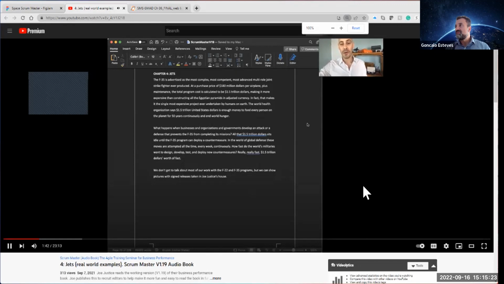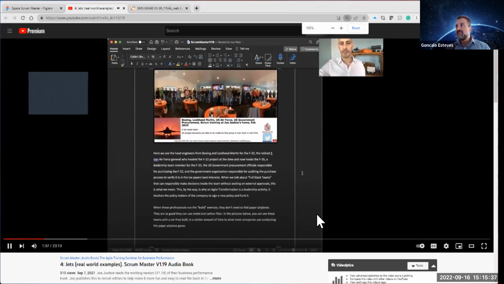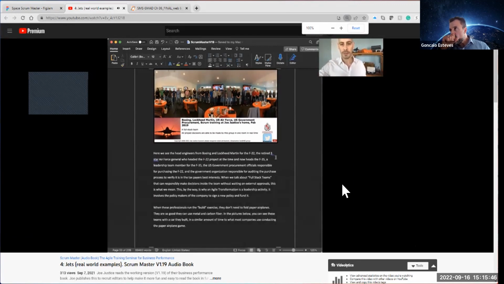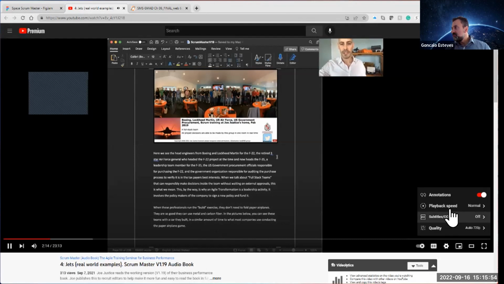We don't get to talk about most of our work with the F-22 and F-35 programs, but we can show you pictures with signed releases taken in Joe Justice's house. Here we see the head engineers from Boeing and Lockheed Martin for the F-22, the retired 3-star Air Force General Ken Merchant, who helped the F-22 project at the time and now heads the F-35. A leadership team member for the F-35, the US government procurement officials responsible for purchasing the F-22, and the government organization responsible for auditing the purchase process to verify it is in the taxpayer's best interest.